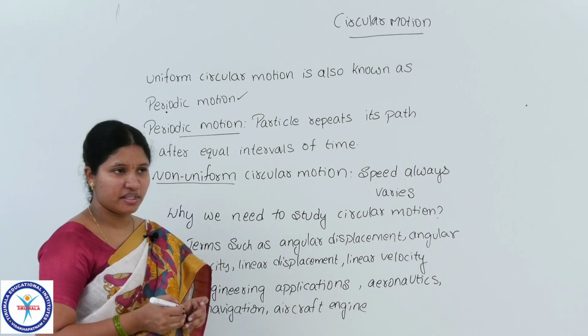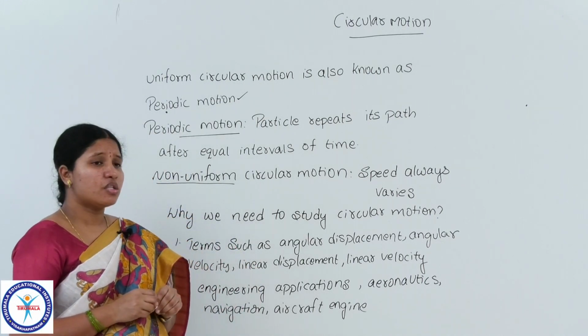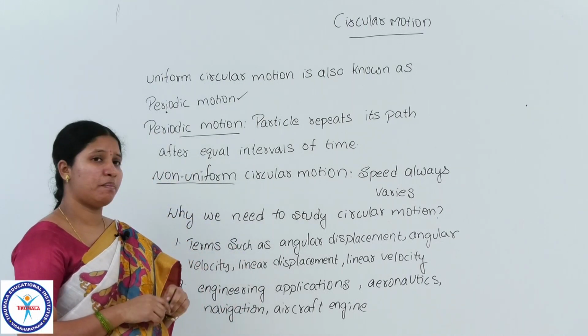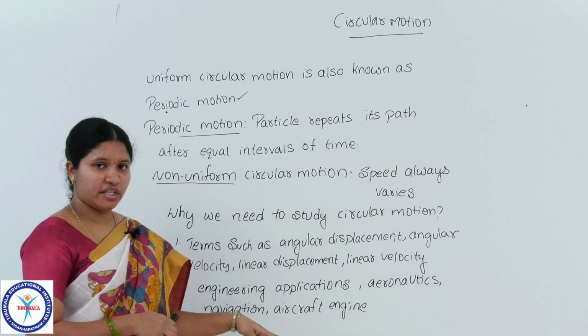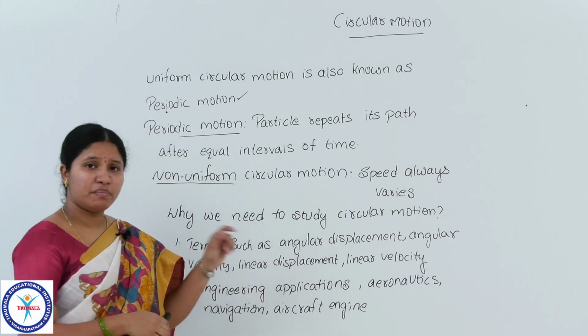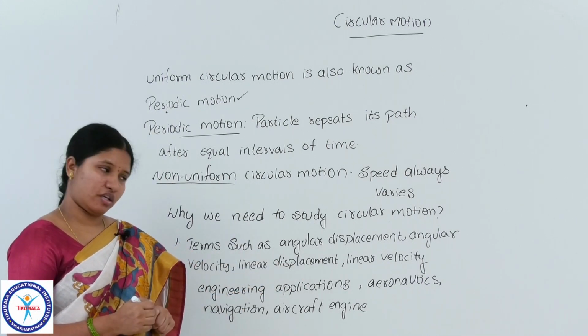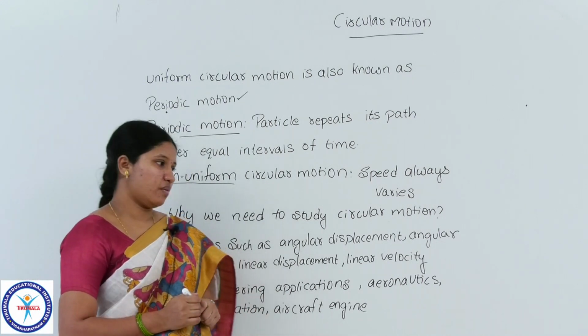Suppose let us consider a jet engine. In a jet engine, do we have a rotatory part or not? As there is the presence of a rotatory part, first we need to learn about circular motion as well as rotatory motion and about various terms which affect the behavior of the particle in circular motion. So these are the reasons why we need to study circular motion.